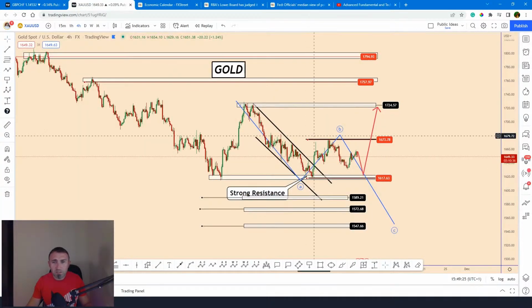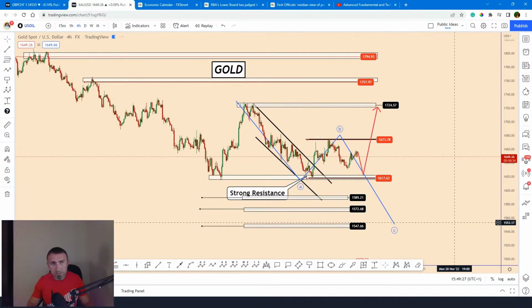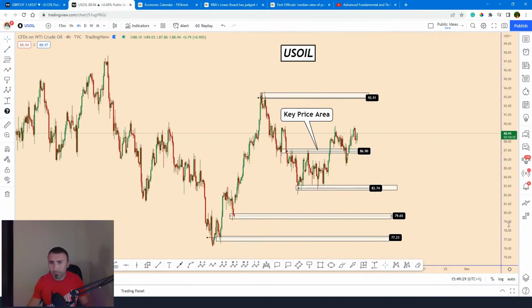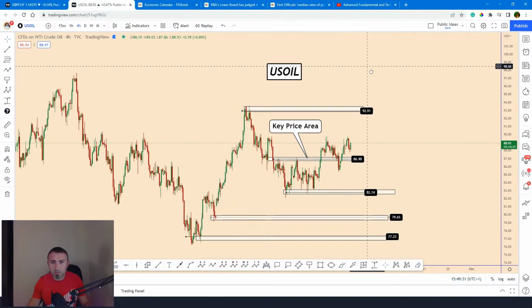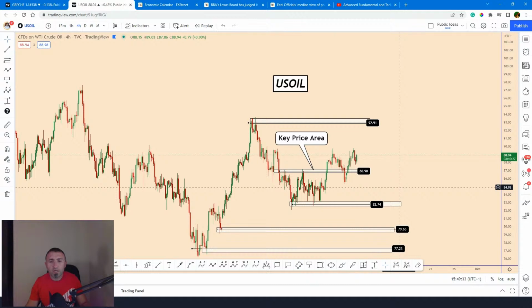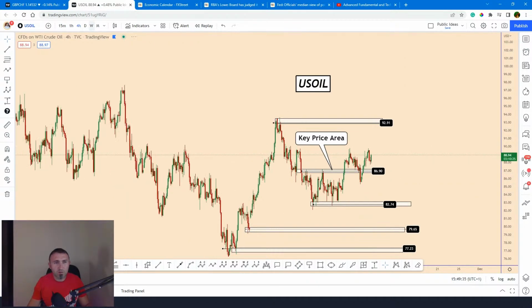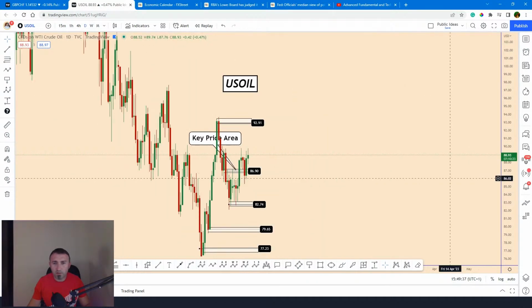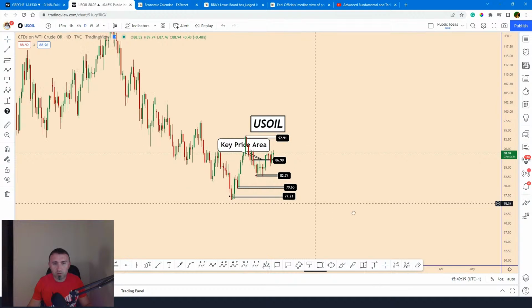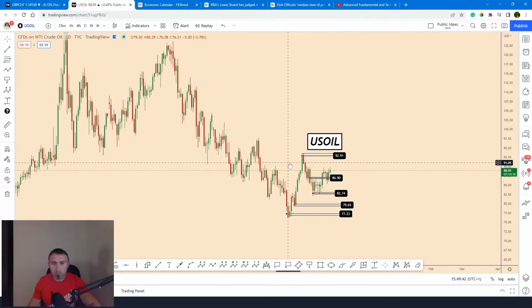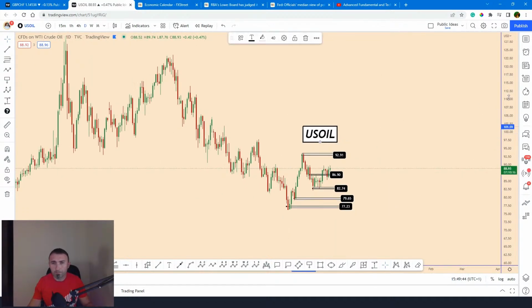So this is what I'm expecting on these instruments. And the next one, and the final one, is US oil. We are again in a very complex scenario like the other currency pairs that we are actually looking at.